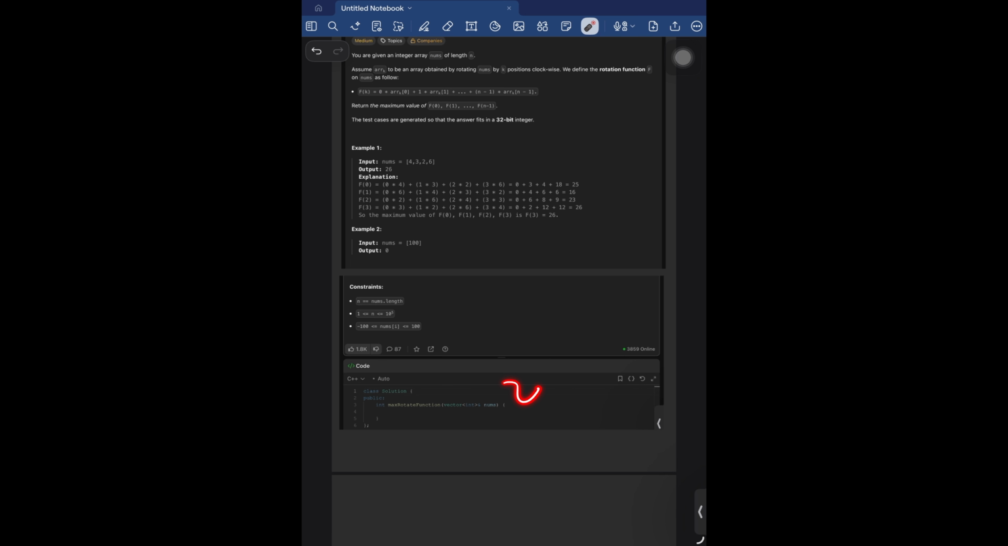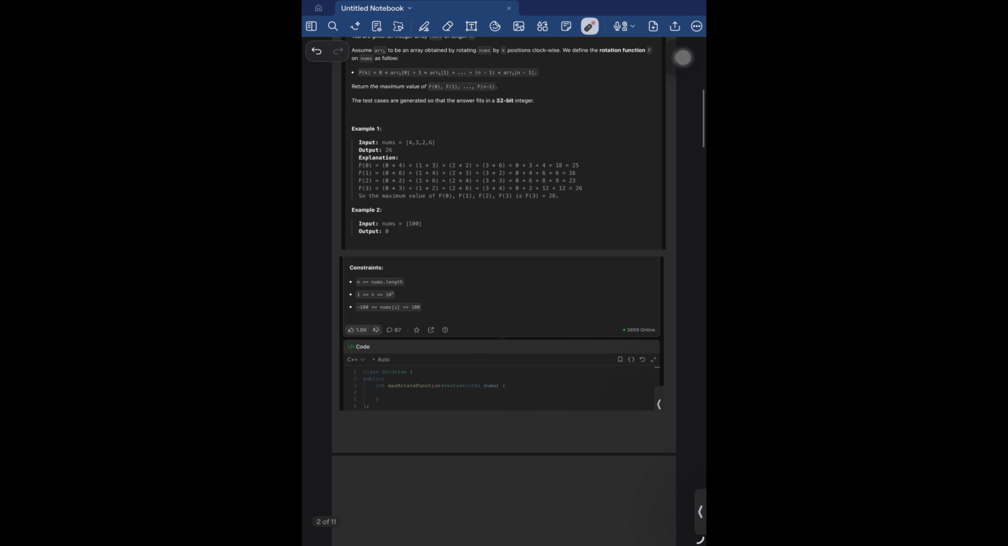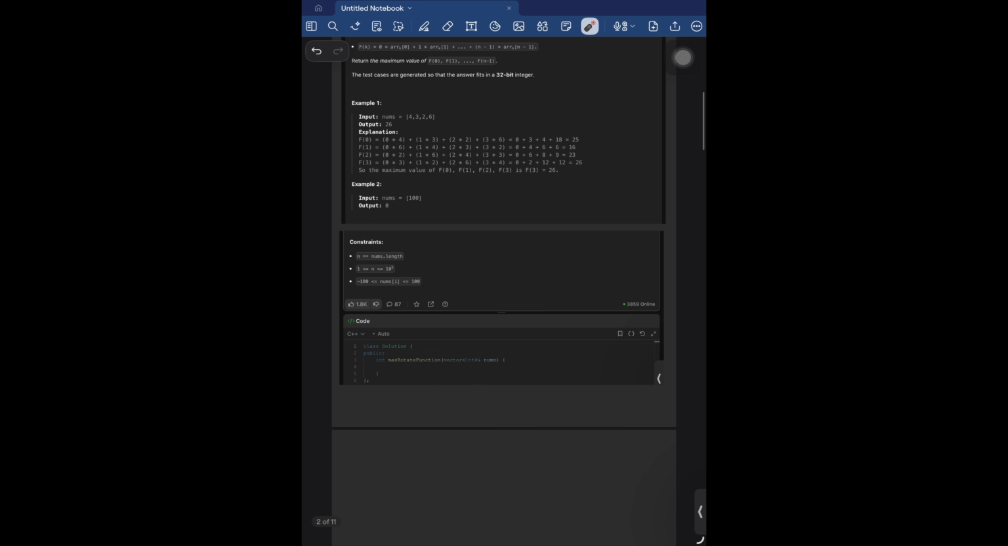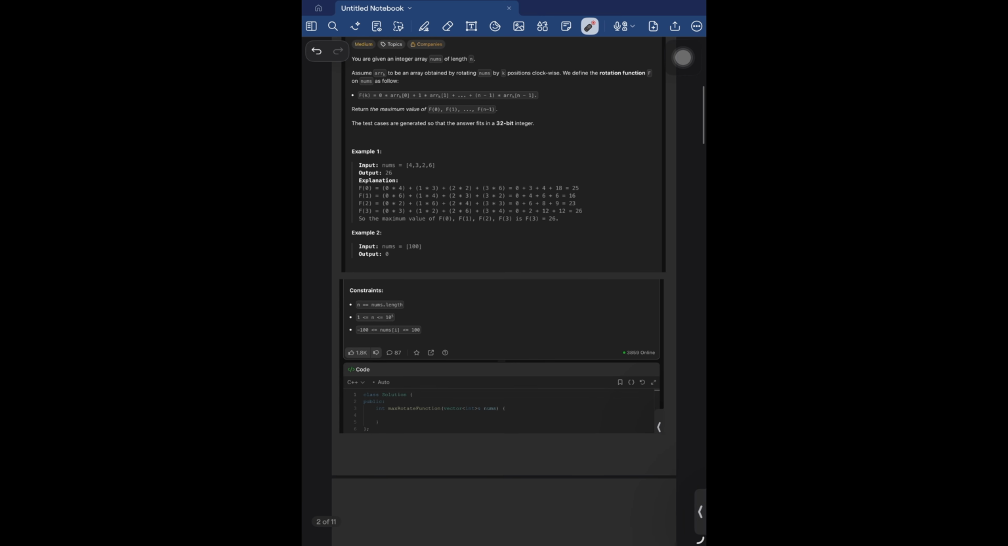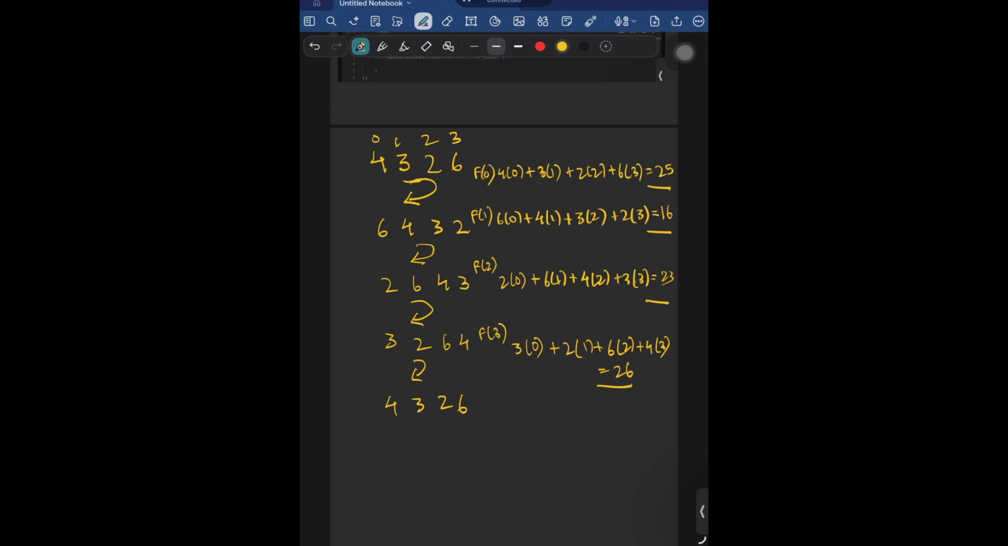We have to complete this class in order to complete the problem. So let's move to the example walkthrough. I will take example one. So example 1 has this array 4, 3, 2, 6. The indexes are 0, 1, 2, 3.